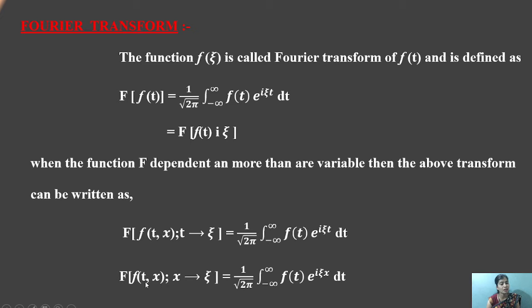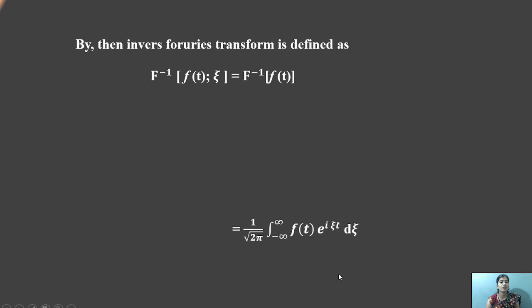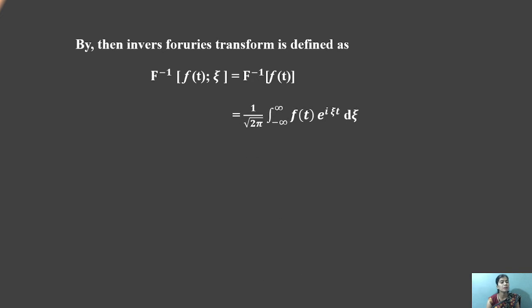How is the formula written? By changing the variable t and x to xi, it equals 1 upon square root of 2 pi, integration from minus infinity to infinity, f of t, x, e to the power i xi t dt. Okay, this is the formula when more than one variable is used.